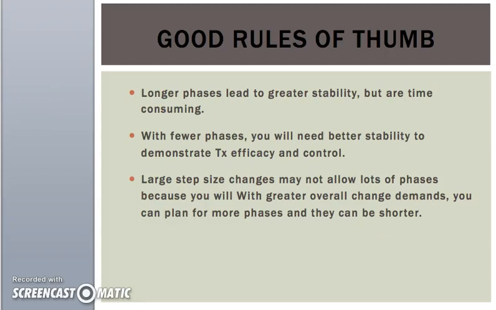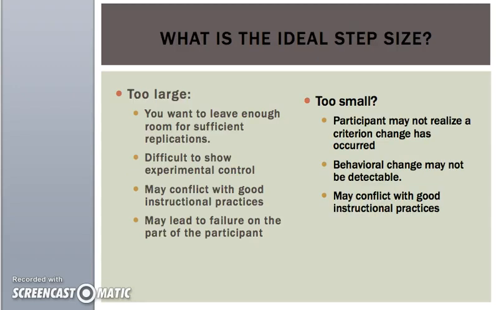Longer phases lead to greater stability, but they do take time. Fewer phases, you'll need better stability in order to demonstrate efficacy and not move forward too fast. And large step sizes, when you make changes in the step size that are really big, they may not allow lots of phases because you're going to get to your final goal sooner. And we really want to have multiple phases so that we can demonstrate the rejection of the null hypothesis over and over with each phase change.